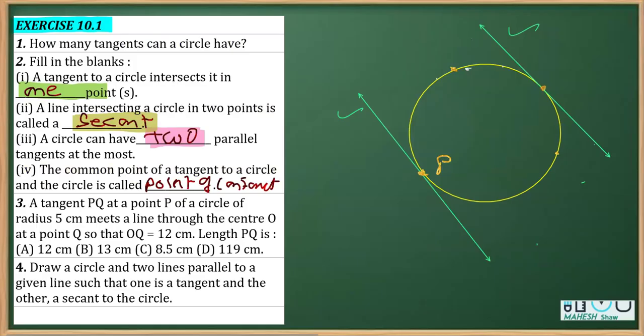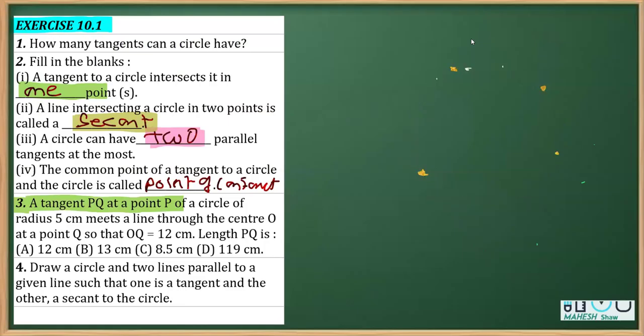Now coming to the next question, this is question number 3, right? This is a circle, a tangent PQ at point P. So let's say I will use the same figure, but I have to draw a new circle.